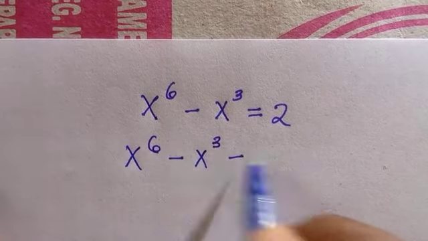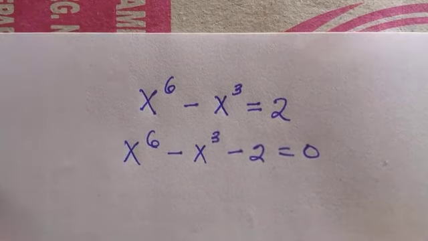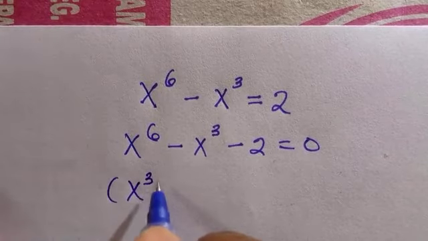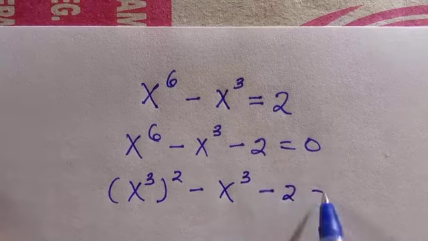In this system of x-seq equations, let's see how to find the x. So given this, by transferring 2 to the left hand side, we have everything equals 0. And looking at this, you can write this as x to the power 6 minus x raised to the power 3 minus 2 equals 0.